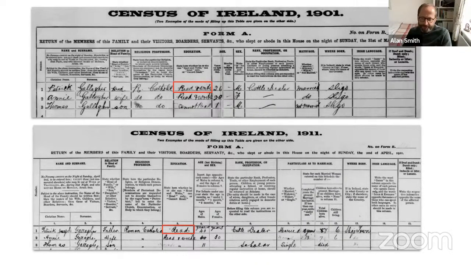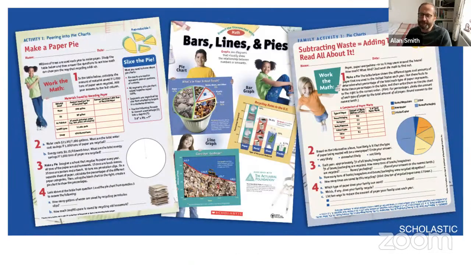Now, what's really interesting about this is that that is an option on the census form for your education. It says, state here whether you can read and write, can read only, or cannot read. And to us these days, it seems really odd to have that combination of answers, because surely it would be either you can't read or write, or you can read and write. But there was an intermediate stage for many people where they could read, but they couldn't write. And the reason I point that out is I think that's kind of where we are with charts.